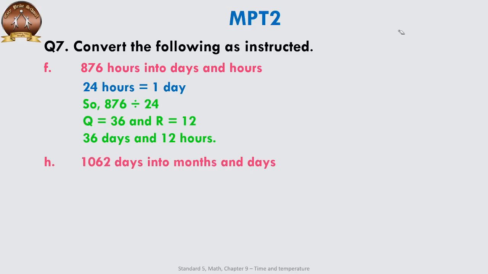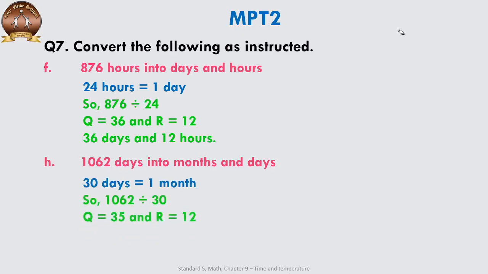Now the H part, 1062 days, we have to convert it into months and days. How do we convert into months? By dividing by 30, because 30 days make 1 month. Upon dividing by 30, the quotient is 35 and the remainder is 12. So 35 becomes the month and 12 goes into the days part. So 35 months and 12 days.